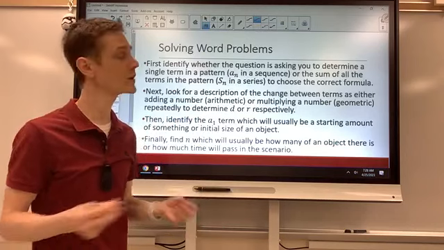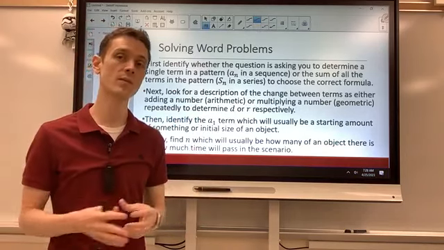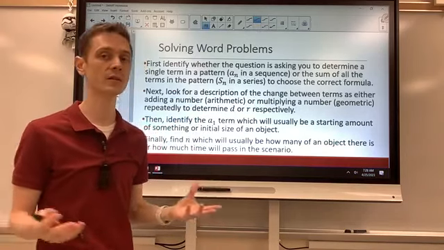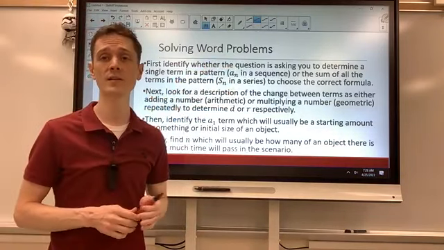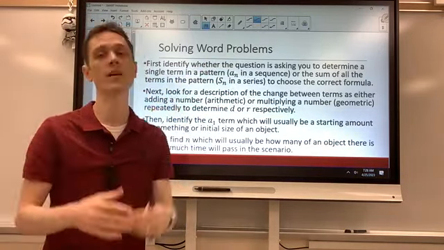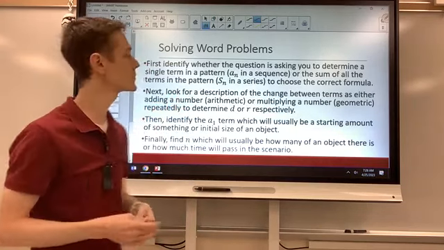bunch of terms together. So if they're asking you to add a whole bunch of values, like maybe it's the total number of seats in an entire theater or a section of a theater, then that would be a series case. If they're just asking you to find how many seats are in one specific row of that theater, then that would be a sequence case.